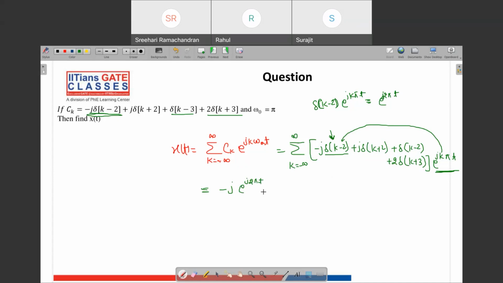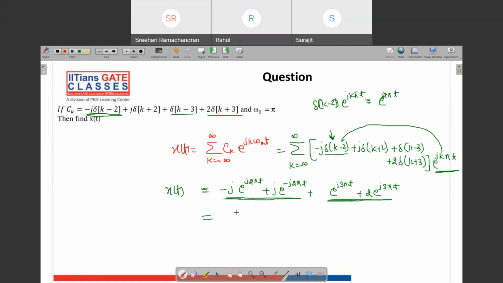Similarly for the second one, you'll get plus j e to the power minus j 2 pi t. For the third one, this is plus minus 3, so you'll get plus e to the power j 3 pi t, and the fourth one will give you 2 e to the power j 3 pi t. So this will be the final x of t that we will get. You can combine them also. If you combine these two, you'll get the sine term, and if you combine these two, again you will get a cos term with some phase multiplication here.